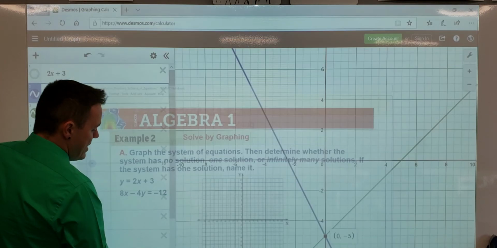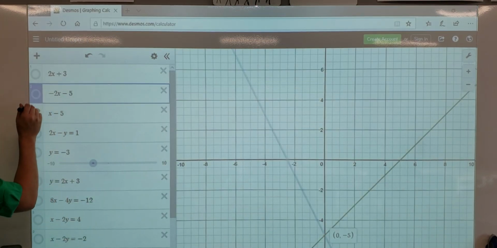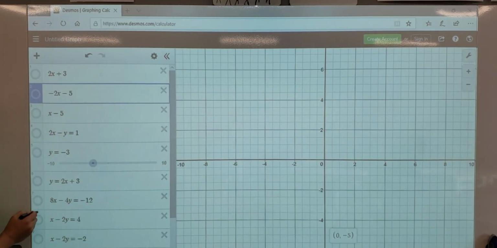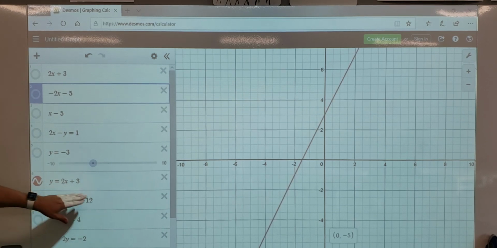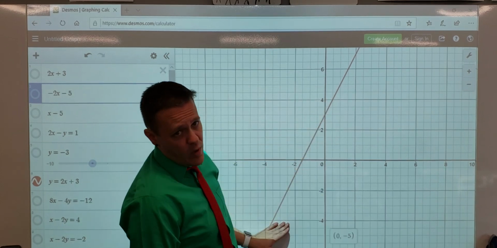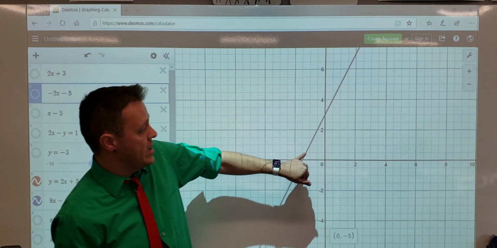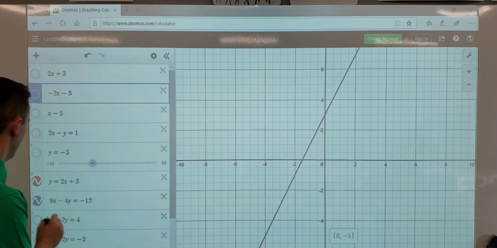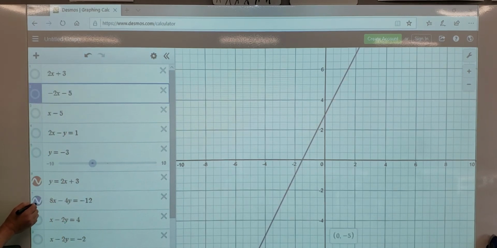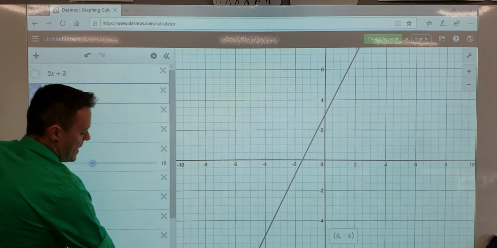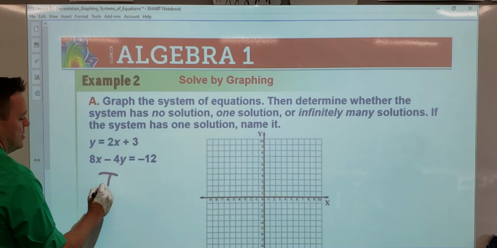All right, this is why I like Desmos, because of the colors. Hopefully you guys can see this as you come through. So here's my first equation, y equals 2x plus 3. If you guys notice, it is red. If I graph the other one, that is 8x minus 4y equals -12, I turned it on, hopefully you guys can see that that went from red to blue. All right, so what does that mean? That means, ladies and gentlemen, this is the same line, so it is infinite. That is why I like this.